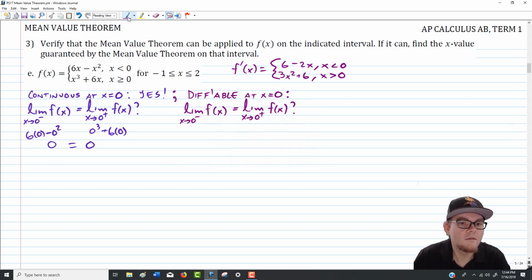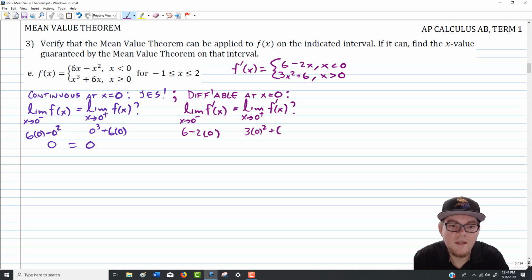So we're going to check to determine if this is differentiable by looking at the limit as x approaches 0 of f prime of x from the left and from the right. When we approach 0 from the left, we're plugging into 6 minus 2 times 0. And if we go from the right, we're going to get 3 times 0 squared plus 6. This gets me 6 minus 0 and 0 plus 6, which means those two are equal. So the answer is yes. That tells us that the mean value theorem applies.